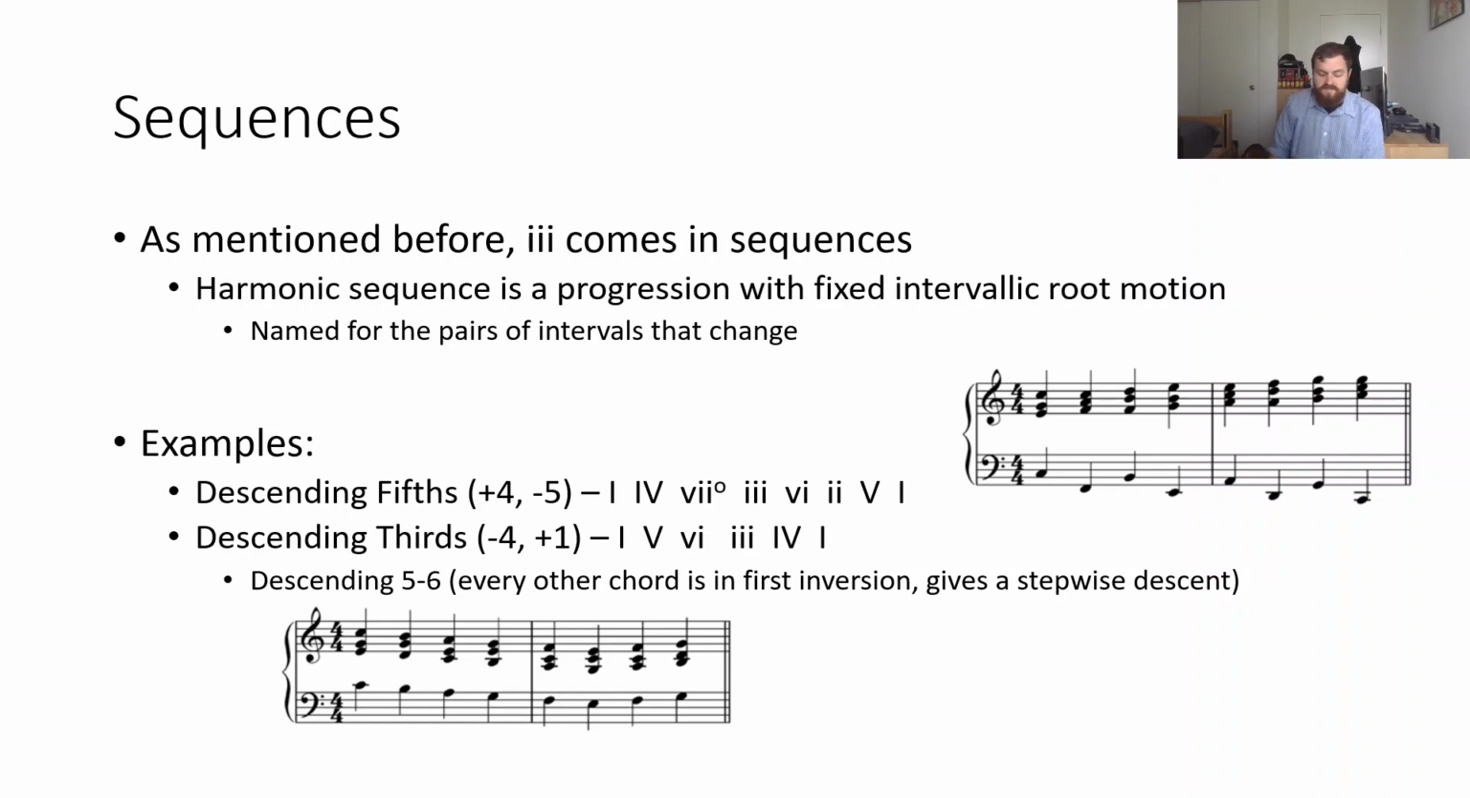The descending 3rd sequence is famously Pachelbel's canon, if you've ever heard that. Let's see here. Right? And then in Pachelbel it continues a couple more chords. But in any case, so the descending 5/6, notice that gives us this wonderful stepwise descent here. So I'm going to go ahead and play what's written there.